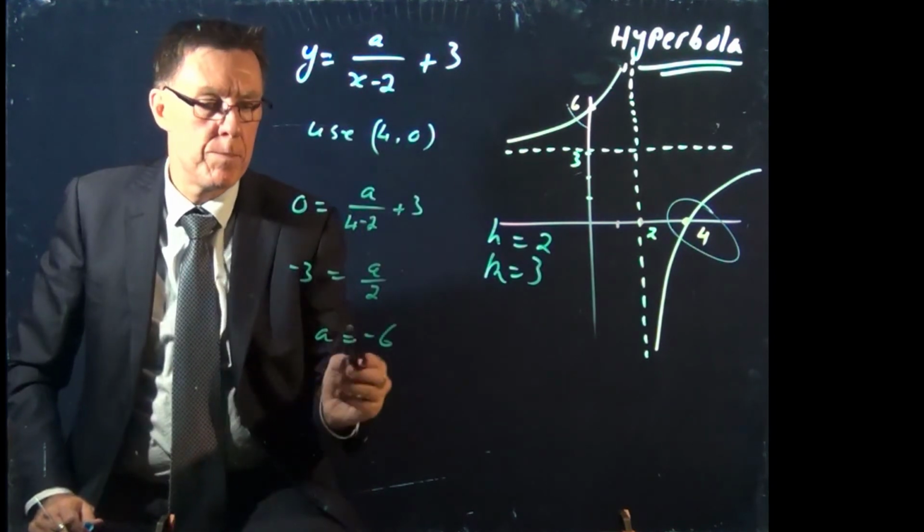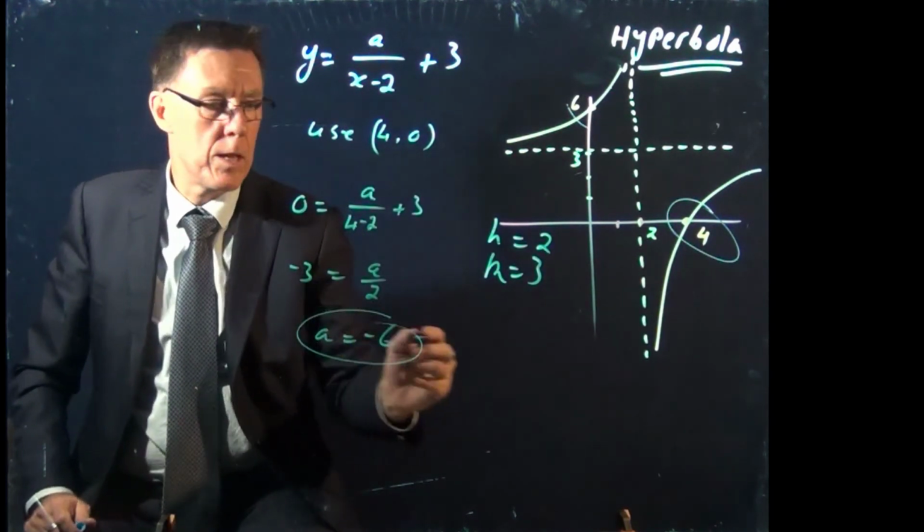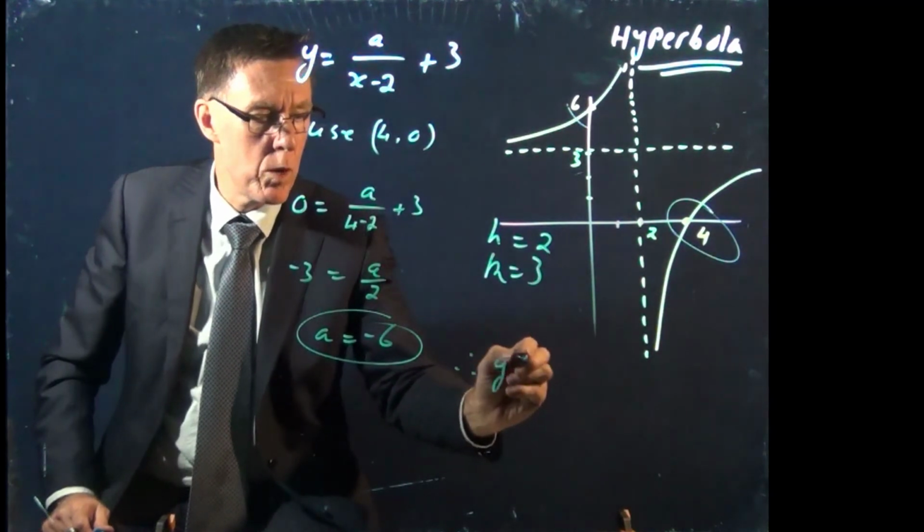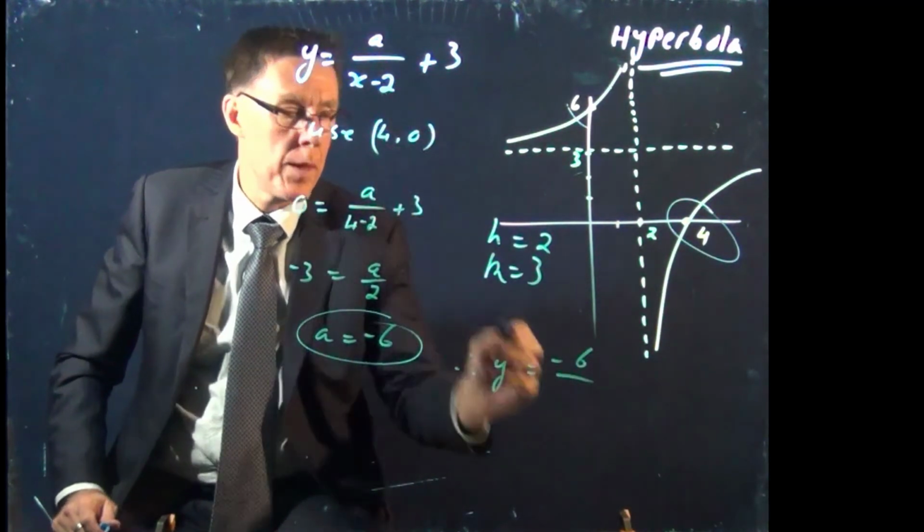Now, as suspected, a came out to be negative, so therefore I can say that my final equation is going to be y is equal to negative 6 over x minus 2 plus 3.